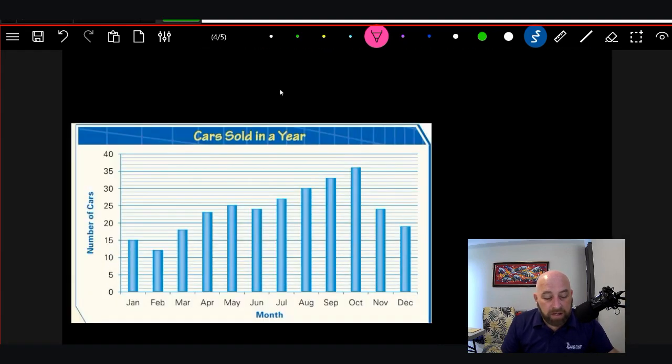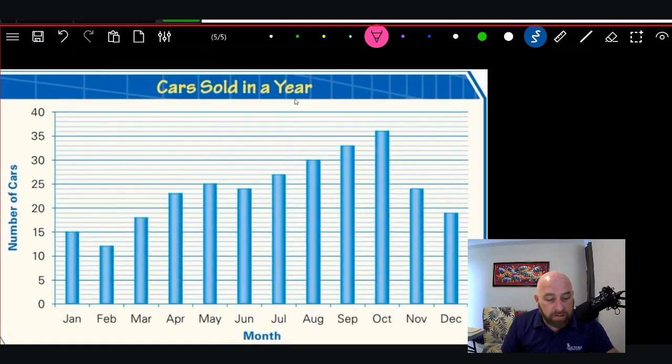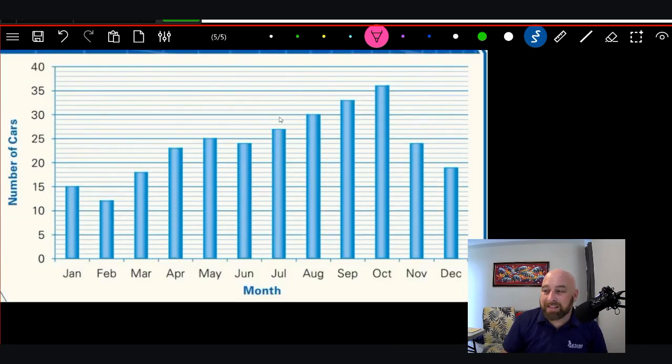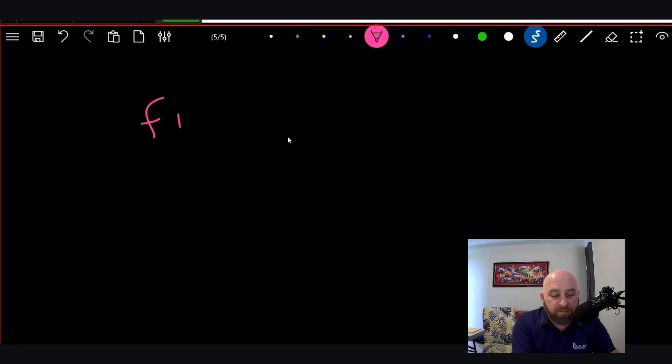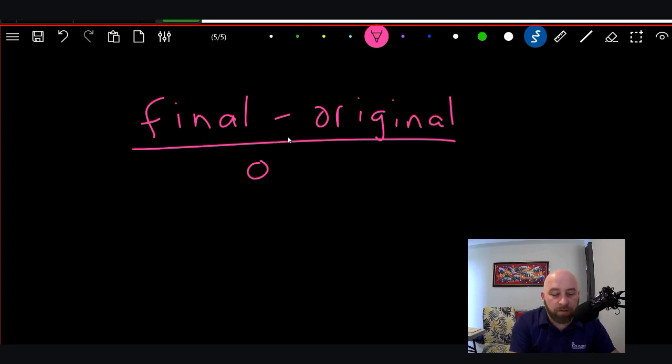Okay, and real quick here, going back to the cars sold, let's answer just a couple of random questions about this. This would be on page 342, at the bottom of the page. Here's an interesting question. What is the percent of change in car sales from June to July? So if you go to the next page, we're going to do percent of change. Here's the formula that you need to know for percent of change. You need to know final minus original, and that's going to be over original.